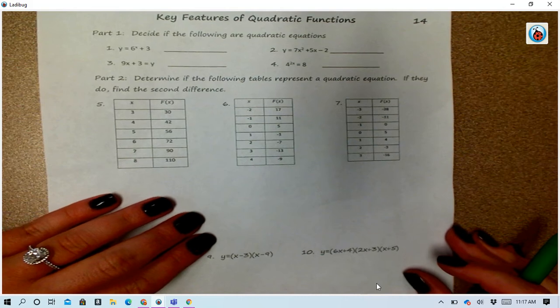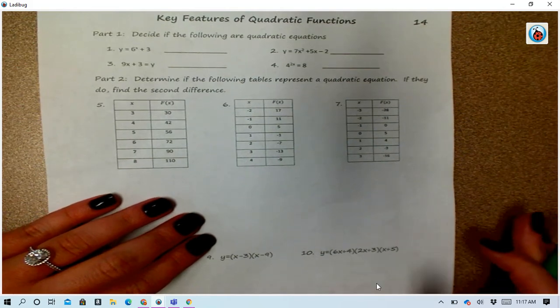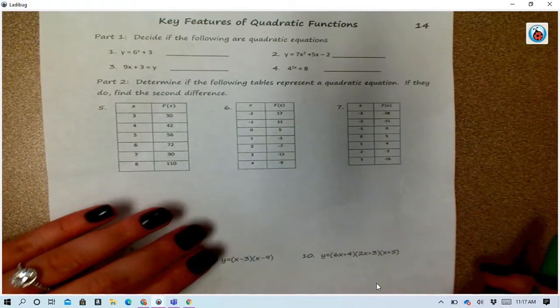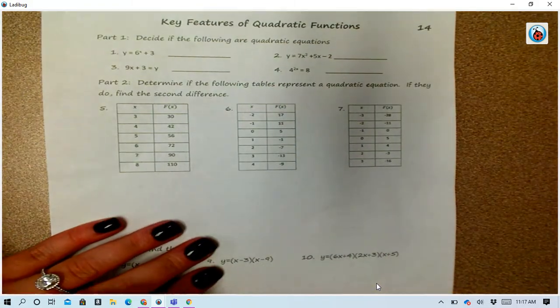So in part number 1, we're just deciding if the following are quadratic equations. And we've talked about this a little bit. I just wanted to see what you remember. So if you want to pause the video and give these a shot by yourself, I'd use pencil.